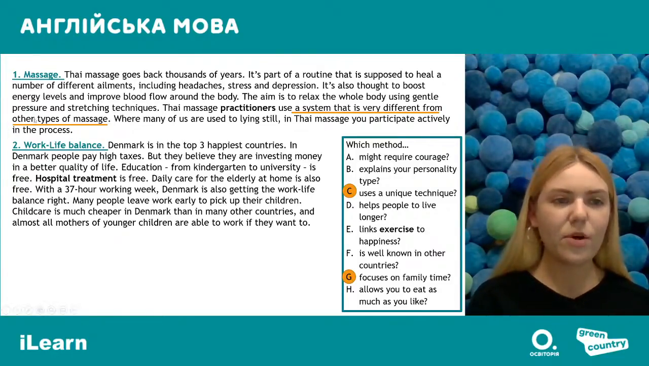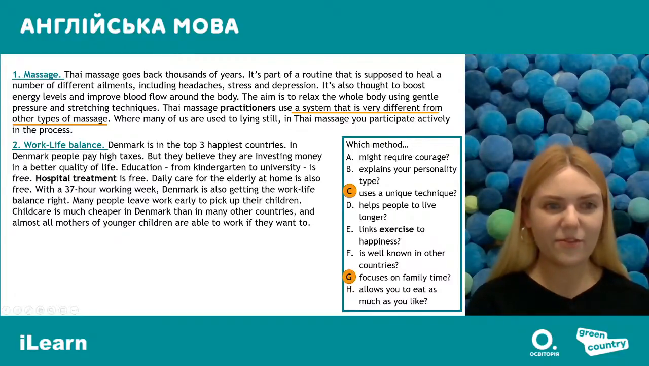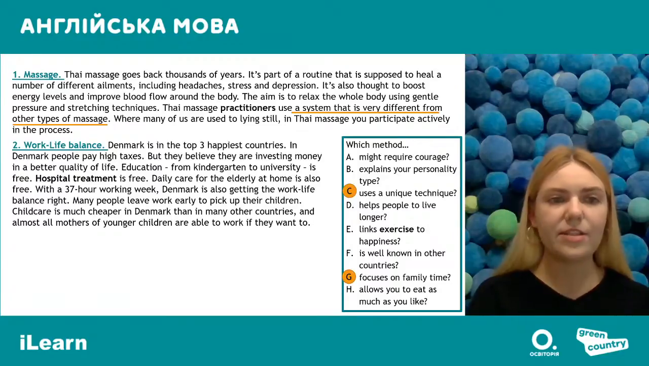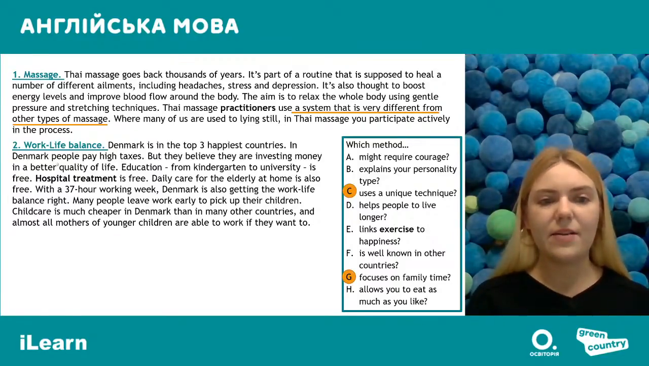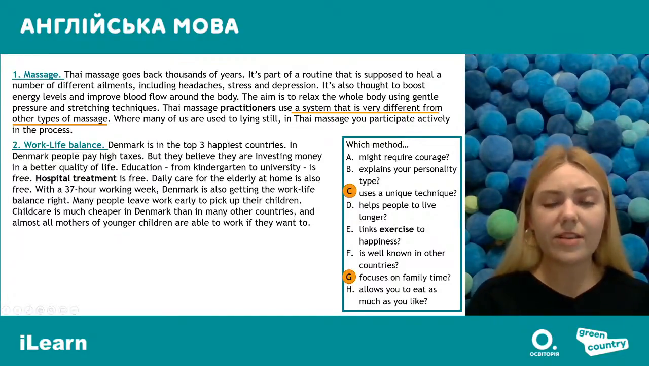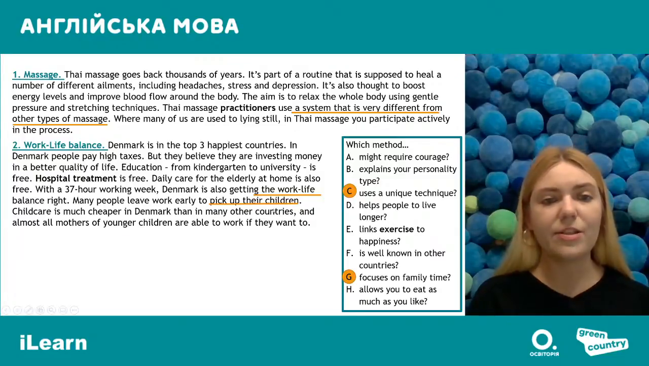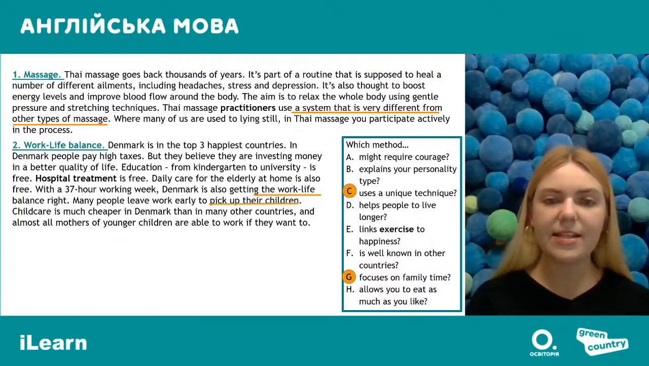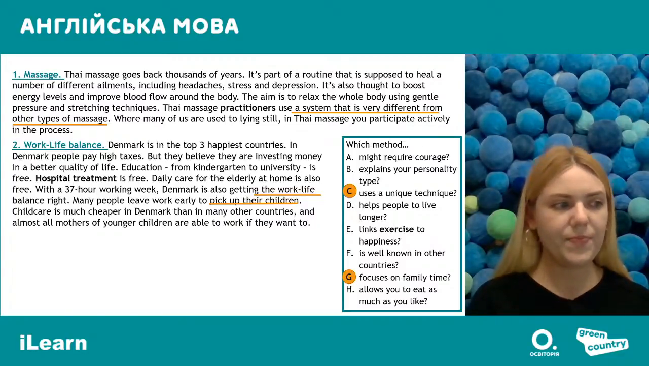First of all, you have work-life balance as the name of the text, and work-life balance means the balance between your work life and your family. So we understand that it's about private life, about family. Also in the text, we see such words as children. So many people leave work early to pick up their children. Also, you can see the words like mothers and children again. So it makes us understand that it's about family.